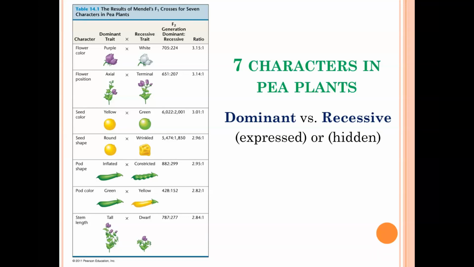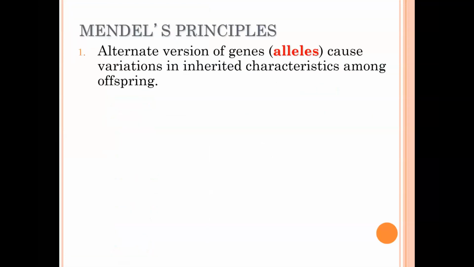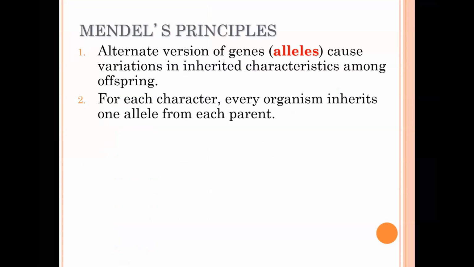And so the same thing with flower position. Axial is on the side, terminal is on the top. It looks like axial is dominant. Yellow is actually dominant to green when it comes to seed color. Round is dominant to wrinkled. Inflated pod, constricted pod, green pod, yellow pod, and then tall is dominant to dwarf. And he found the exact same pattern of inheritance for all of these traits. And so he came up with these principles.